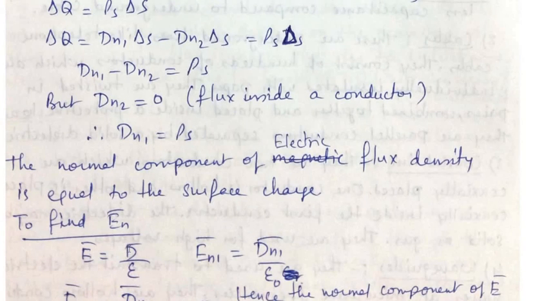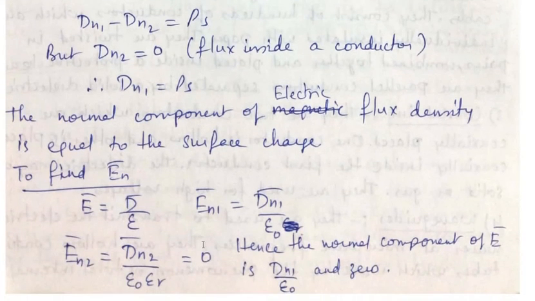Next we need to solve the normal components of E by using the relationship between E and D. So we get En1 is equal to Dn1 by epsilon naught and En2 is equal to Dn2 by epsilon naught epsilon R. Now here En2, this is a dielectric conductor, so we need to write Dn2 by epsilon naught epsilon R. But if you see the top material or the media, that is free space, so in place of epsilon we need to write only epsilon naught. So this is the equation, En1 is equal to Dn1 by epsilon naught.